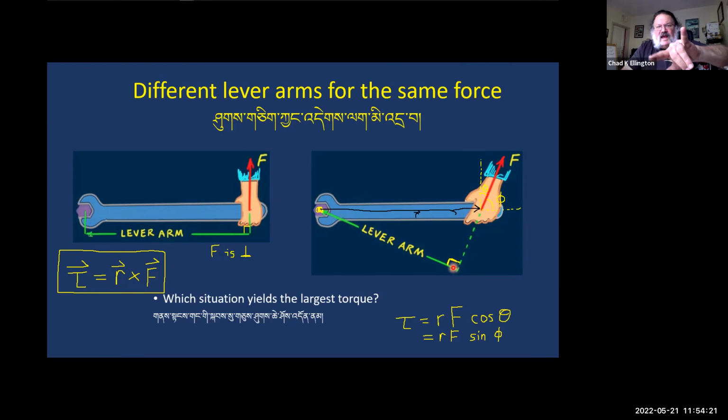And we can imagine kind of rotating that up. And if we rotate it up, it's slightly closer in. It's not quite as far out as the end of the wrench. So the lever arm in this instance is not quite the full length of the wrench. So then if we think of torque as just lever arm times force, which one must be bigger?